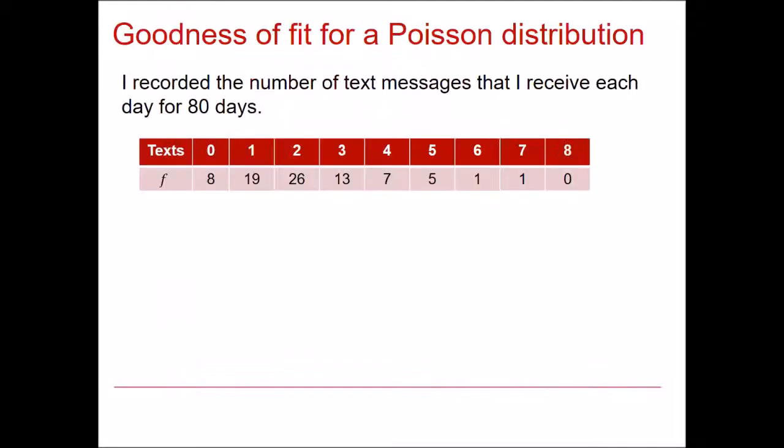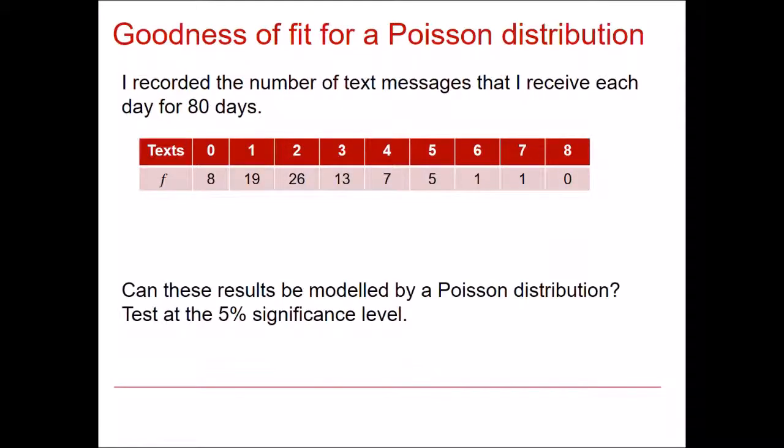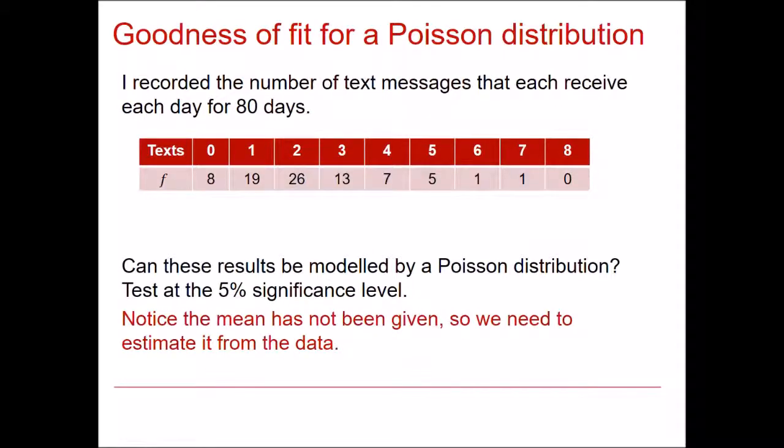Here you can see we have some data about the number of text messages that I receive each day for 80 days. And we're asked to see if these results can be modelled by a Poisson distribution at the 5% significance level. Notice that we are only asked to see if a Poisson distribution is appropriate, not a Poisson distribution with a particular lambda value. This means that we will have to estimate lambda from the observed data.